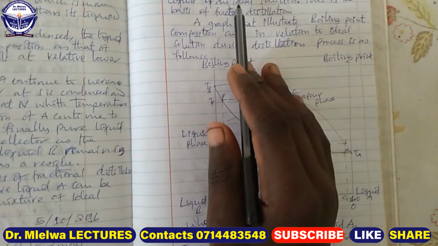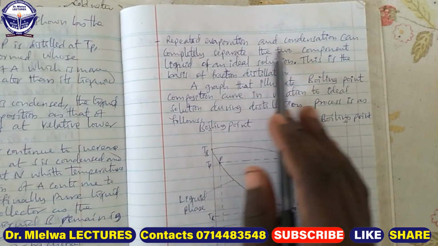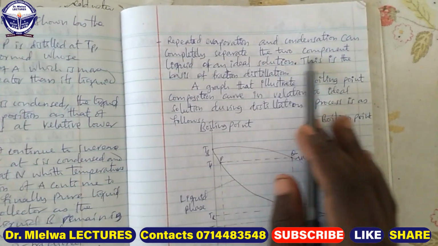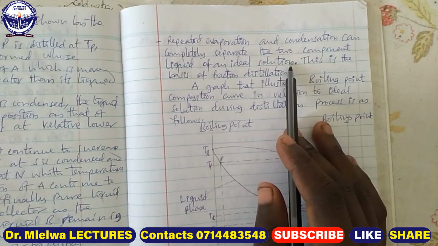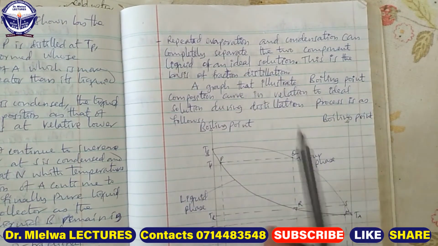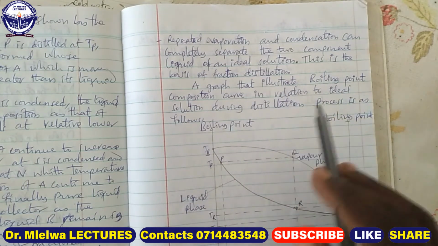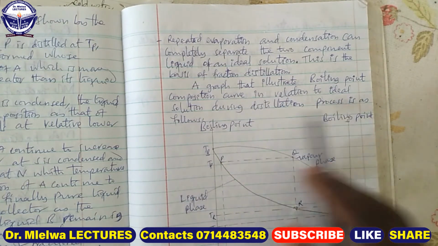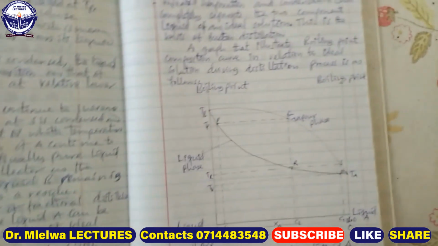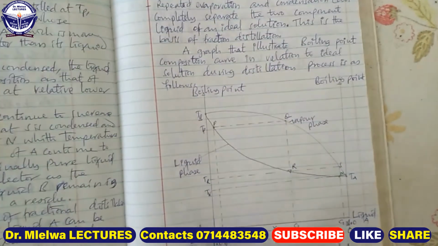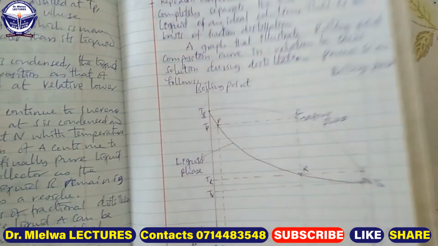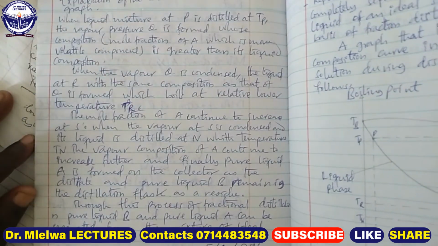So repeated evaporation and condensation can completely separate the two component liquids of an ideal solution. This is the basis of fractional distillation. A graph that illustrates the boiling point composition curve in relation to ideal solution during distillation process is as follows. Even ndivyo ambavyo graph ipo. Na hii graph nimeshaielezea mara nyingi. Ngoja tu tusome explanation za hii graph.